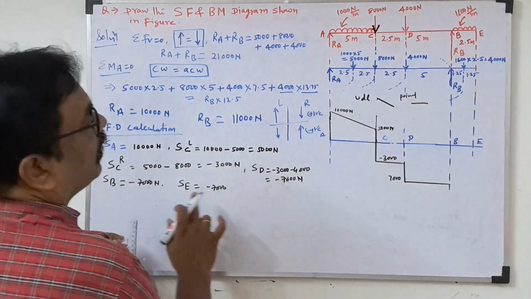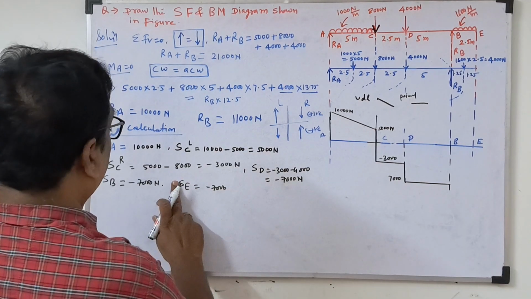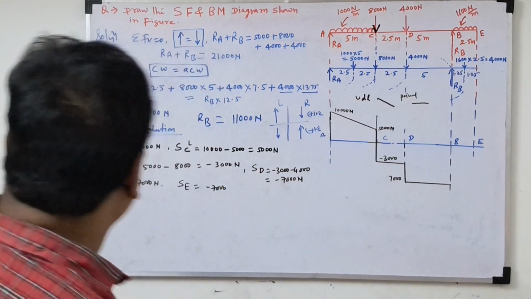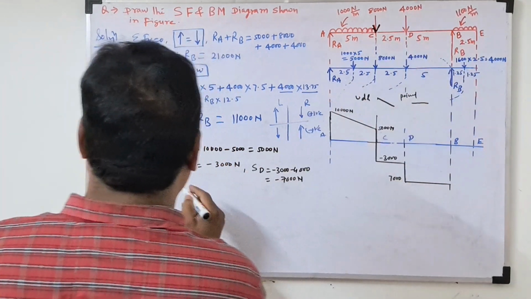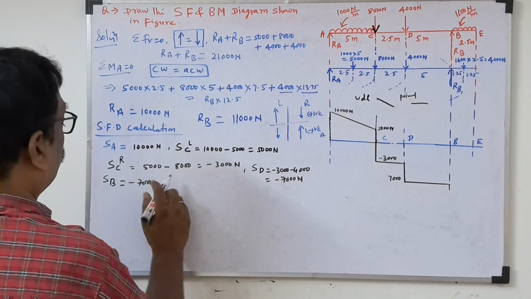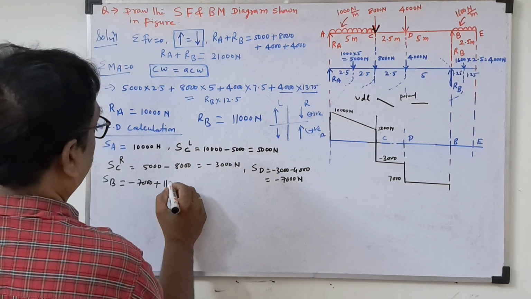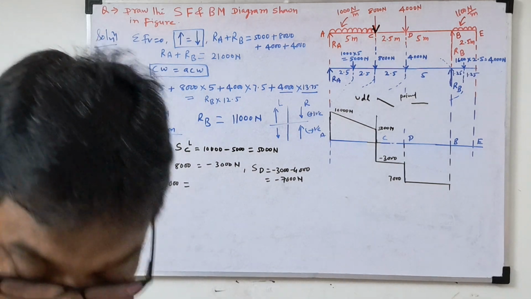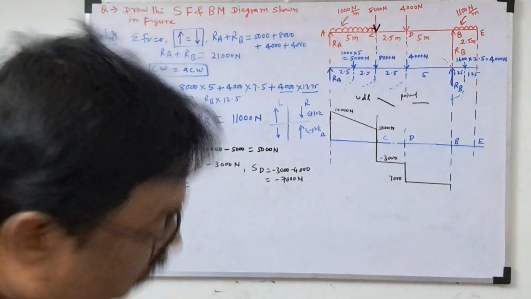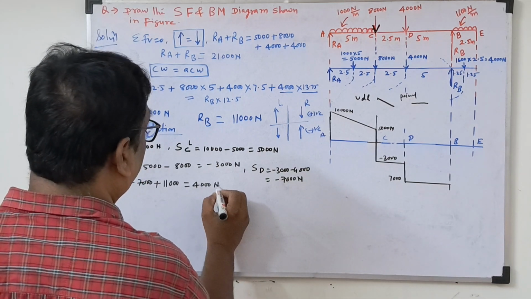Here 7000. And what is RB here? RB is 11,000. So up to B, RB is going upward, now plus 7,000 plus how much going RB? 11,000 equal to how much? This will come SB. SB will come 4,000. So this is 4,000 Newton for SB.